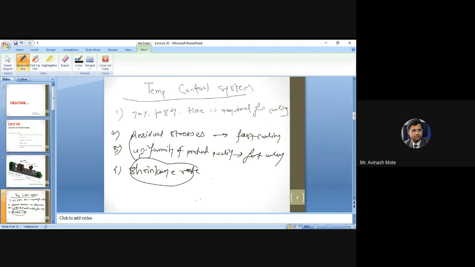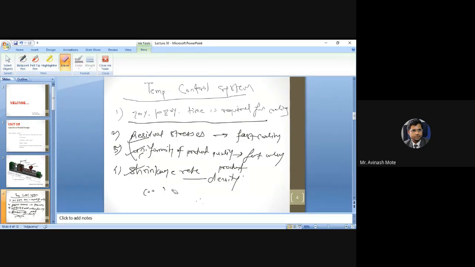Getting it? Okay. Uniform density of the product, everything is managed by shrinkage rate. Rate is nothing but the cooling rate. Getting it? Okay. So as 70 to 80% of cycle time is invested in the cooling mechanism or the cooling system, we should take care about these residual stresses to maintain uniform product quality and to have a uniform shrinkage rate. Getting it? Okay. So cooling is more important rather than the heating mechanism.